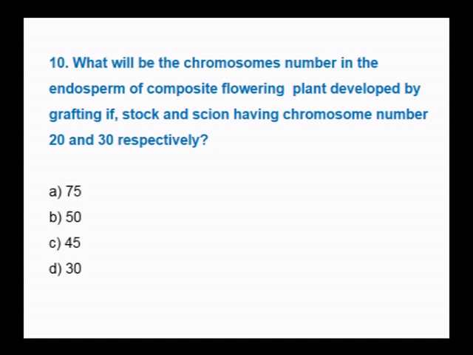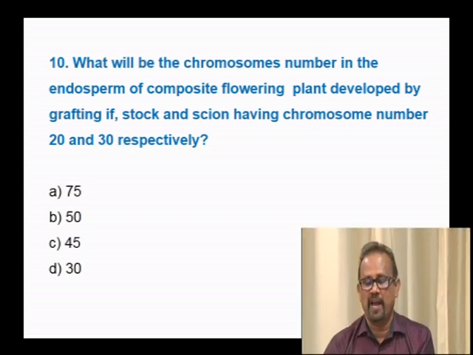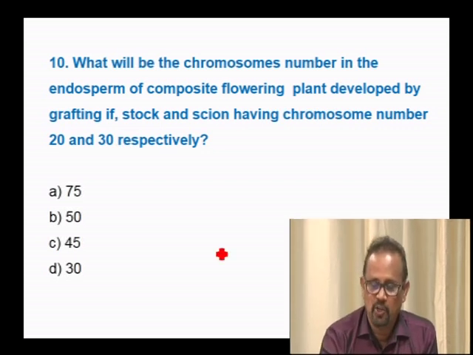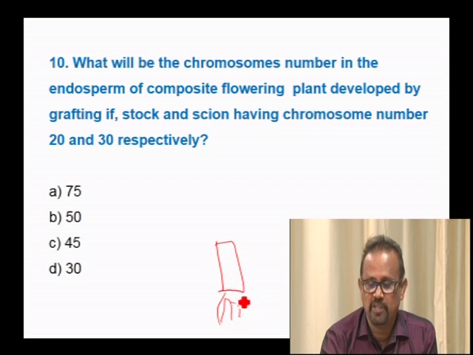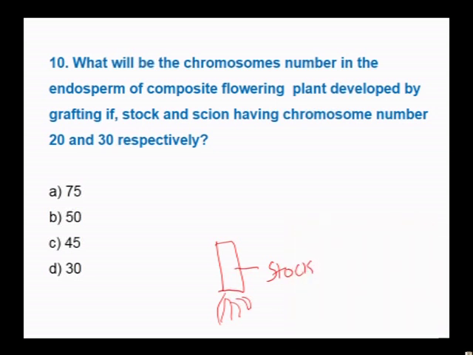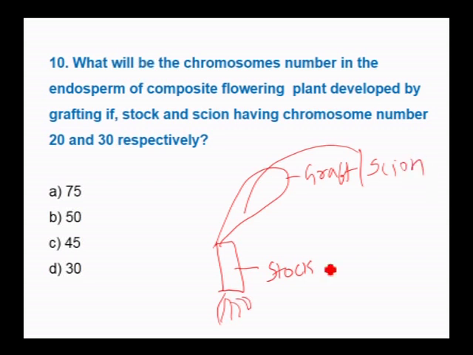Next question. What will be the chromosome number in the endosperm of a composite flowering plant developed by grafting if stock and scion have chromosome number 20 and 30 respectively? During the process of grafting, you have to select a plant which can absorb better nutrients, which is called the stock, and the good quality plant which you transfer is called the graft, or you can call it the scion. In the question, the stock has 20 chromosomes, this is the 2n number, whereas the graft has 30. So, the 2n number is 30.